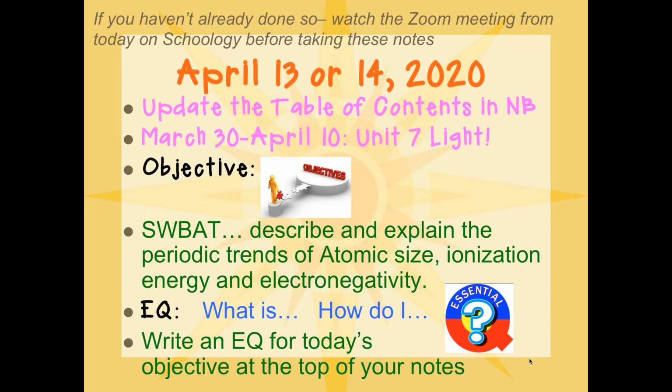today. So go ahead and set up your EQ so that you've got an idea of what you should be able to do by the time you're done. It'll help you write your summary, help you review, help you get going. All right, so you should be able to describe and explain the periodic trends of atomic size, ionization energy, and electronegativity. Let's get into it.